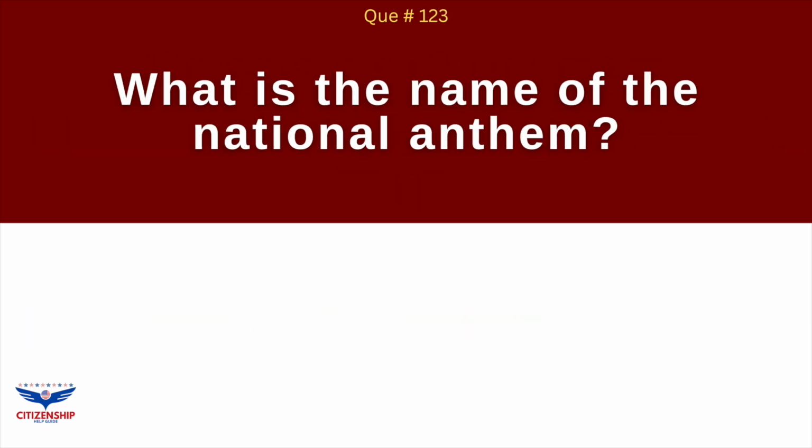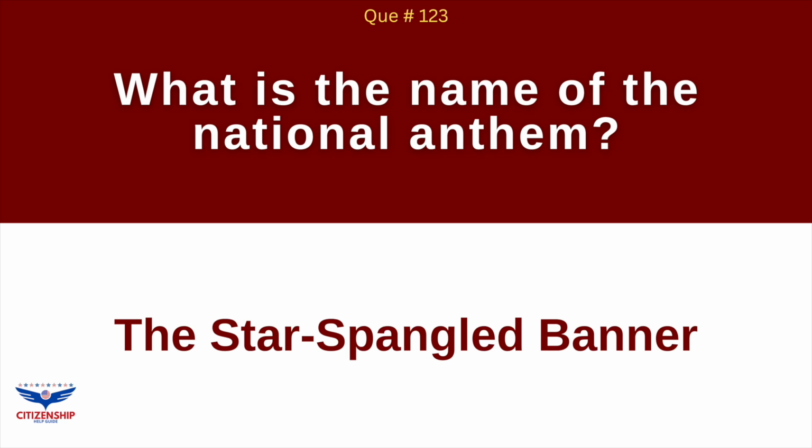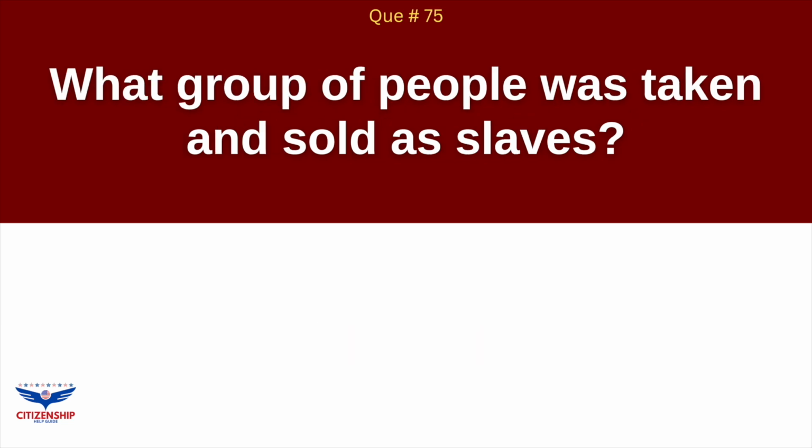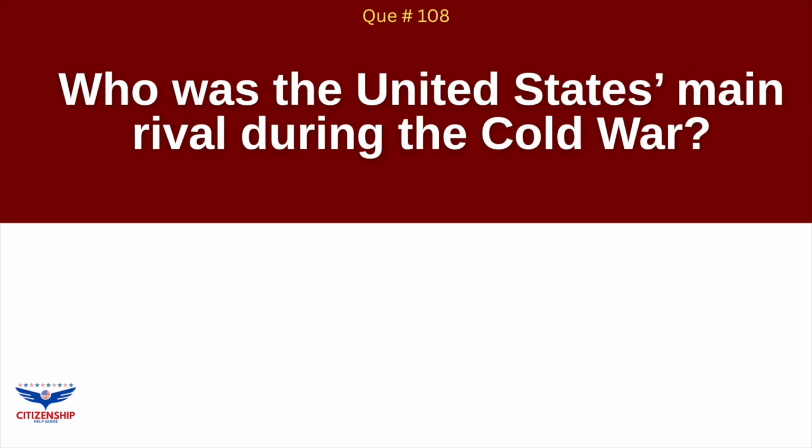What is the name of the national anthem? The Star-Spangled Banner. What group of people was taken and sold as slaves? Africans. Who was the United States' main rival during the Cold War? Russia.